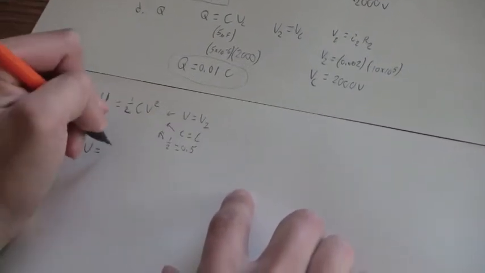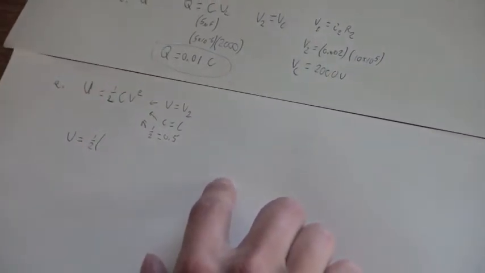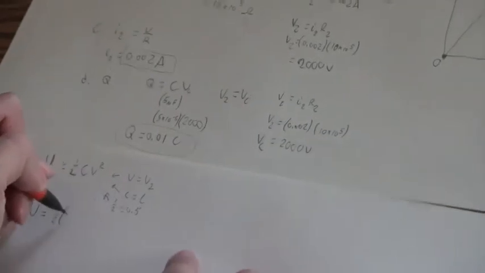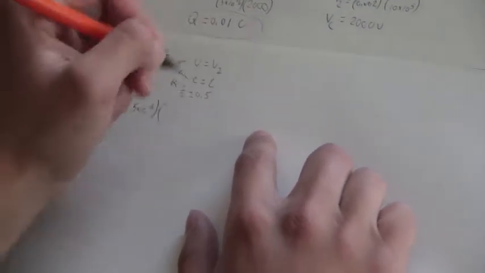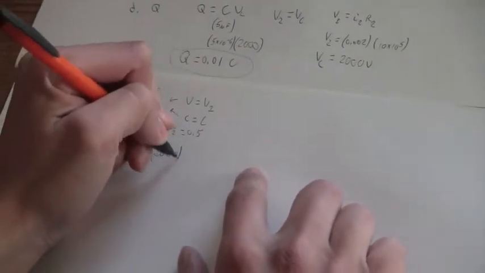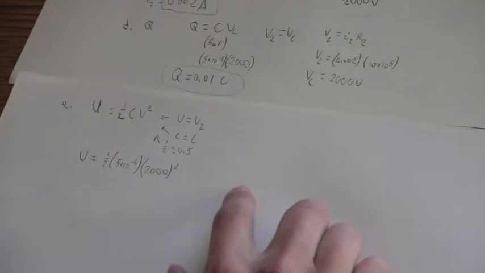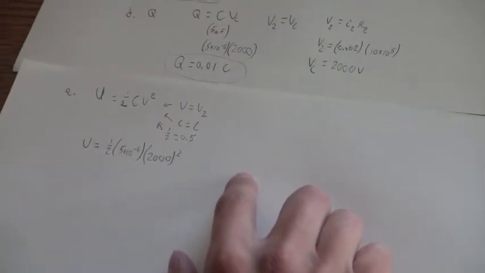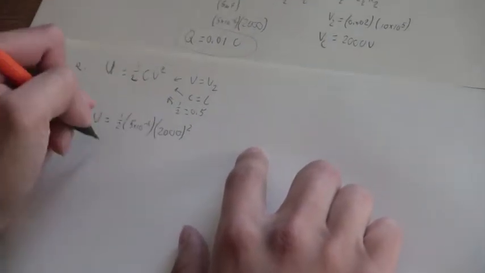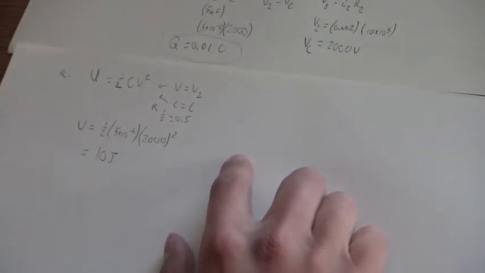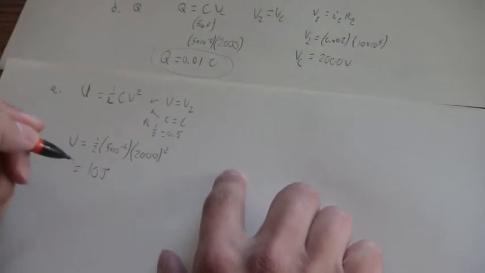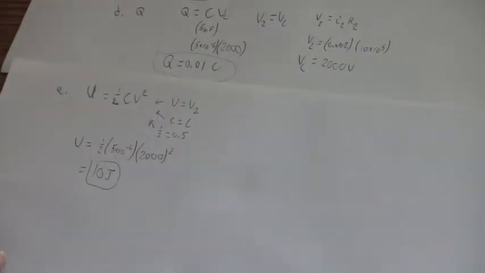So U equals 1/2 times the capacitor, which we know is 5 microfarads, or 5 times 10 to the negative 6, and V squared, which is still 2000 squared. So, use a calculator, because calculators are nice, and you get 10 joules. And that is how you find the energy stored in the capacitor after a long period of time.